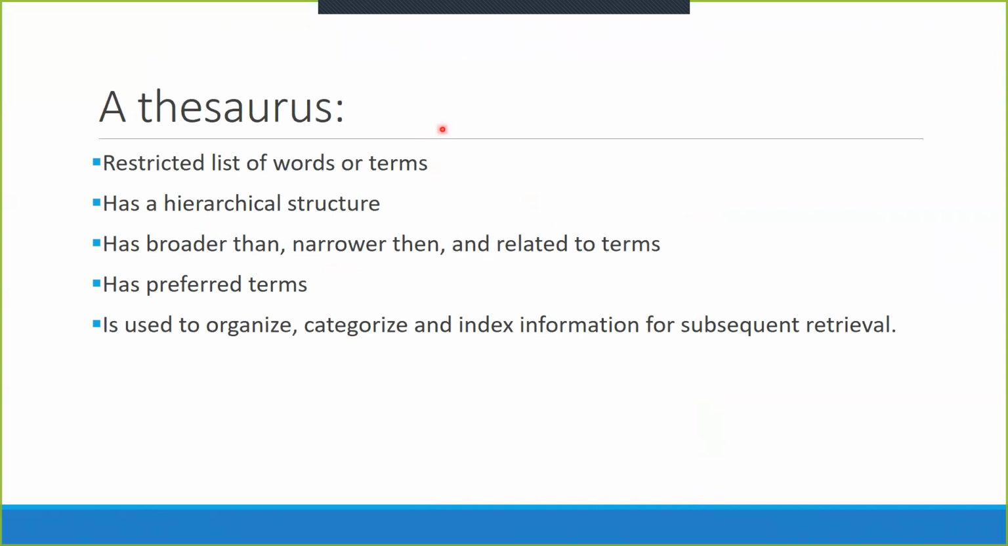So a bit about a thesaurus. A thesaurus is a restricted list of words or terms from which you select your keywords. It has a hierarchical structure, meaning that it has broader than terms, narrower than terms, in addition to related terms. It also can tell you preferred terms, if there are different ways to express something. And it is used because it's helpful to organize, categorize, and index information ultimately to assist with data discovery and retrieval.